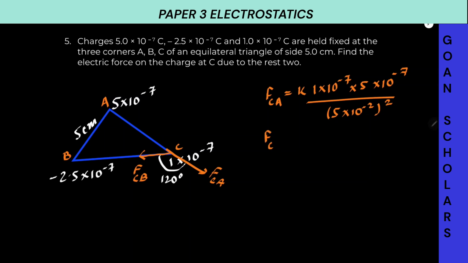So force on C due to B will be equal to K, I'll put the value of K, into the charge on C, which is 1 into 10 to the power minus 7.